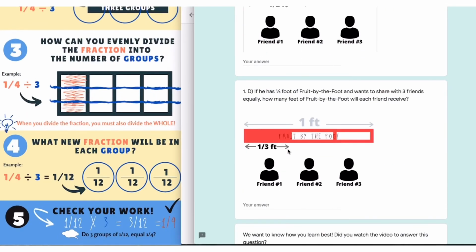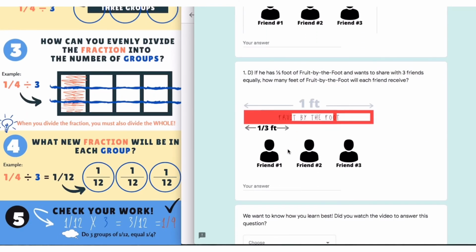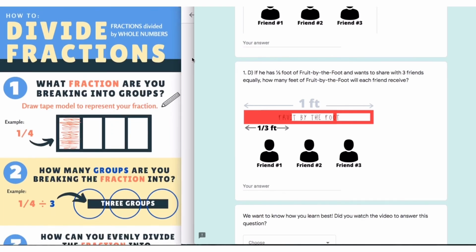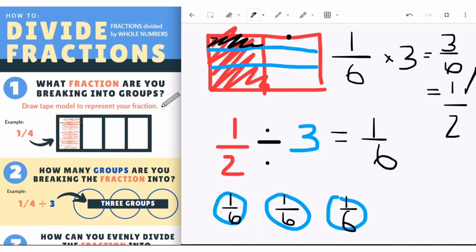Finally, the last problem says, if he has 1/3 foot of fruit by the foot and wants to share with 3 friends equally, how many feet of fruit by the foot will each friend receive? I'm going to do the first step with you together, but then you'll try to do the rest on your own and check back here after you finish.